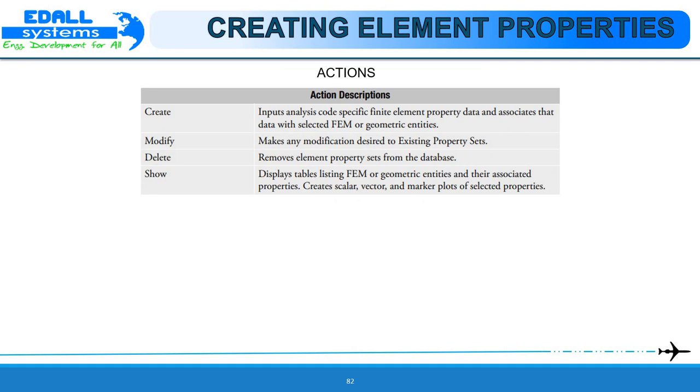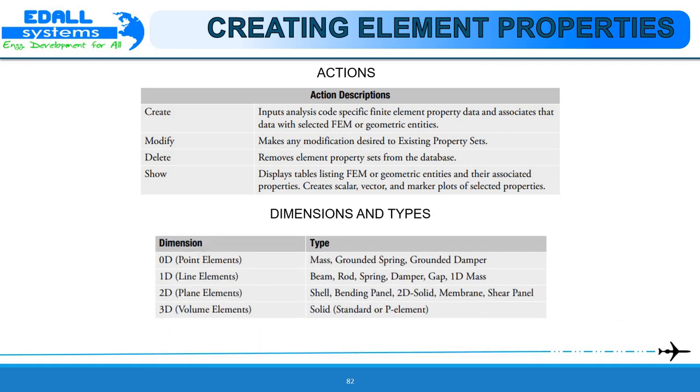Action. The table here describes the actions that you may choose on the element property form. Dimensions and type. The following table lists the dimensions and element types you may select in the preparation of an MSC Nastran structural analysis.